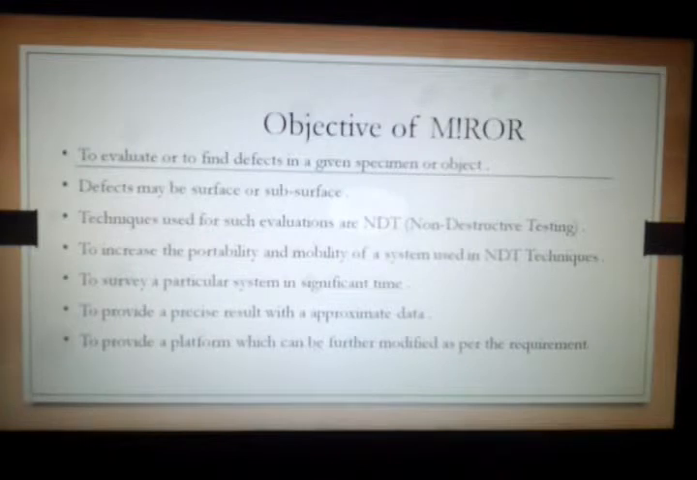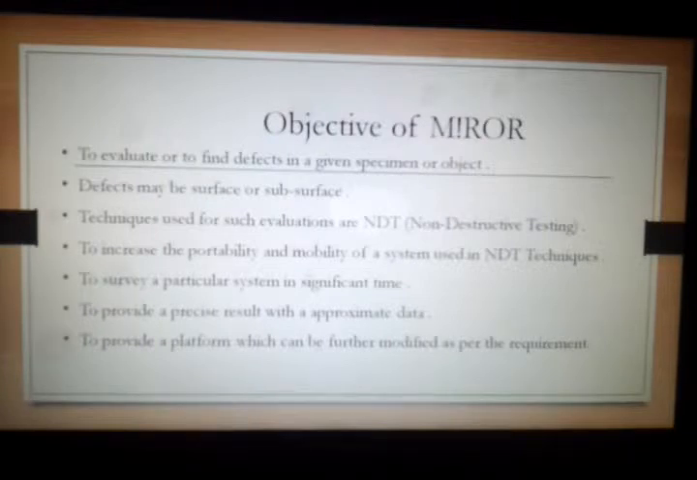So, what is the objective of this Mirror? The first and the very most important objective is to evaluate or to find the defect in a given specimen or object. Defect can be categorized as surface or subsurface. It can be any defect, surface or subsurface. Basically we deal with surface and subsurface in Project Mirror.